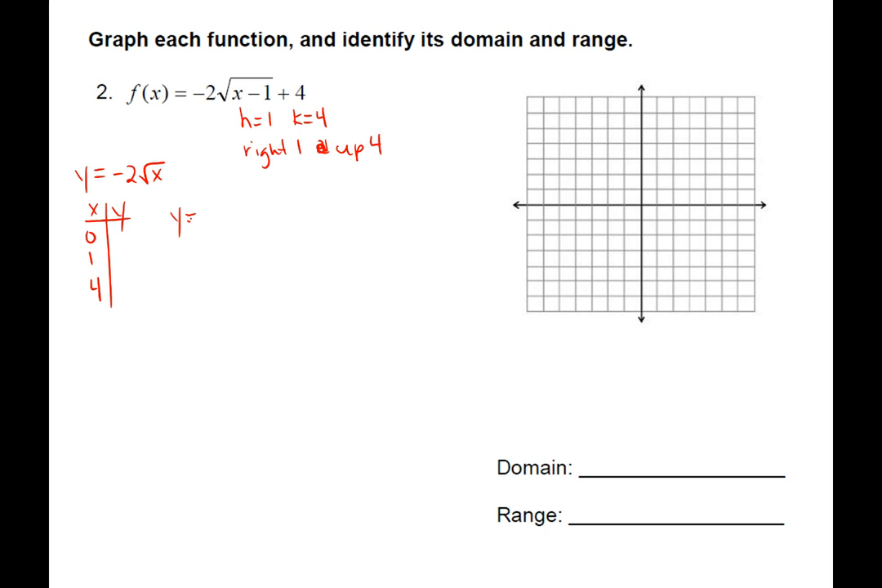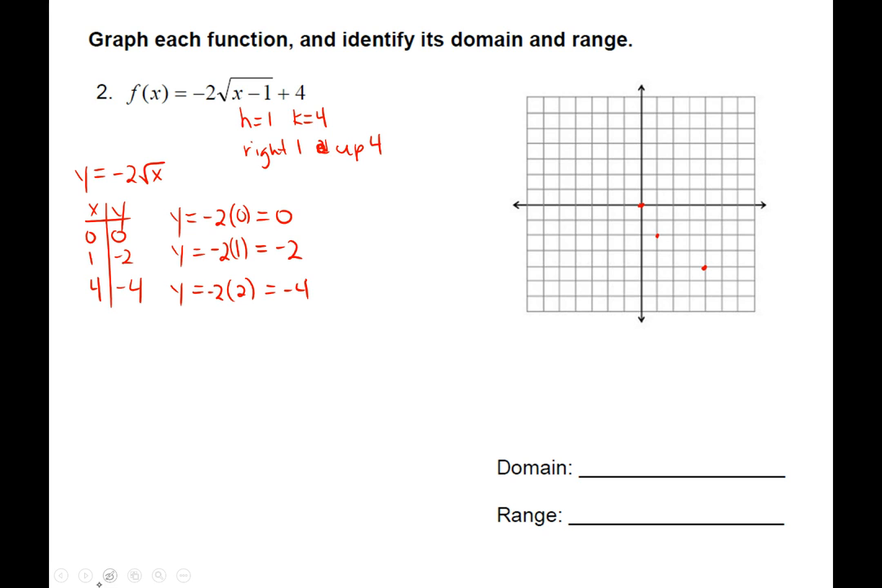This time I'm going to plug them in a bit quicker. When I plug in 0, the square root of 0 is 0, so I get 0. When I plug in 1, the square root of 1 is 1, so I get -2 overall. And when I plug in 4, I get 2, so I get -4 overall. And then we're going to put those on the graph: 0, 0, 1, -2, and 4, -4.